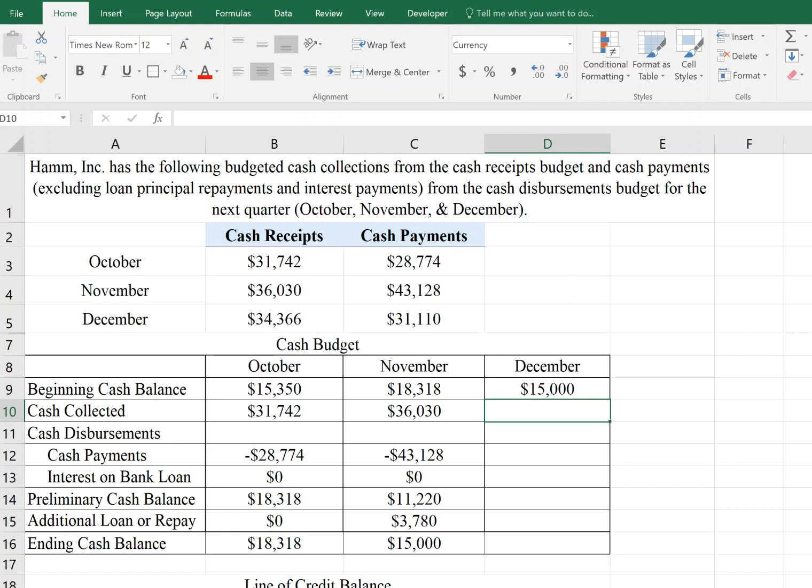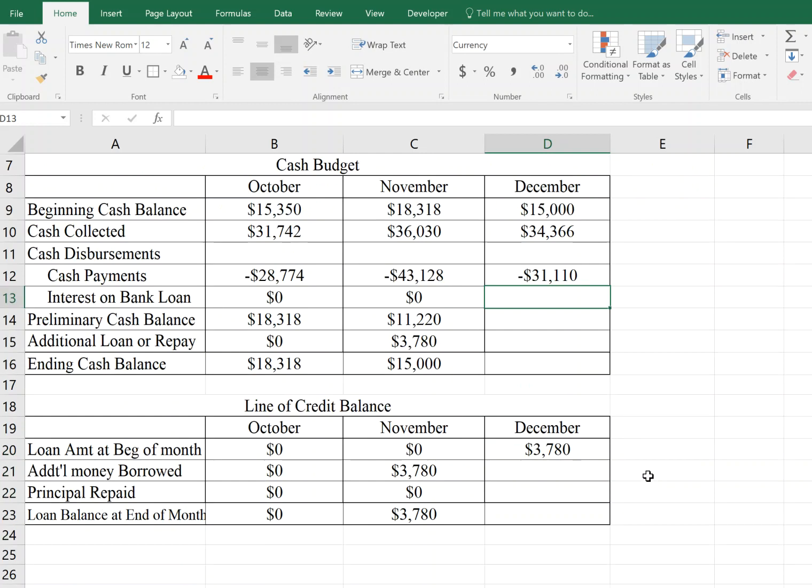We're going to go ahead and add in then our cash collected in December, $34,366. Oops, sorry, that's a negative. I don't know why. Try that again. All right, then our cash payments should be a negative. That's $31,110. Oh, we're going to have to calculate the interest here.